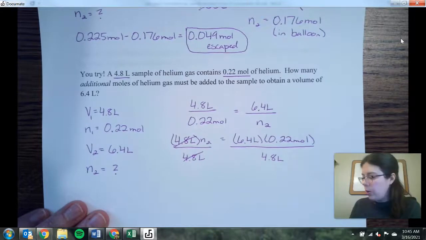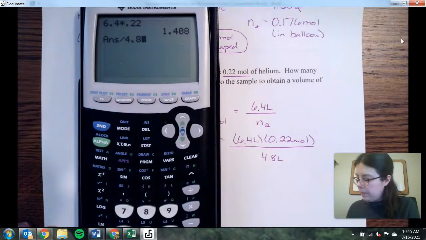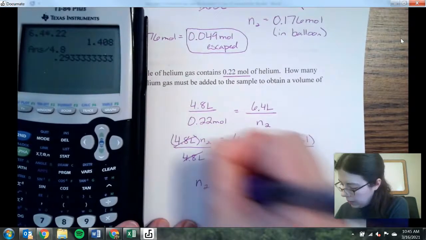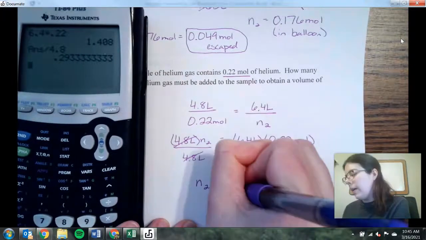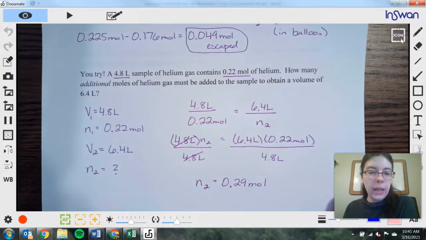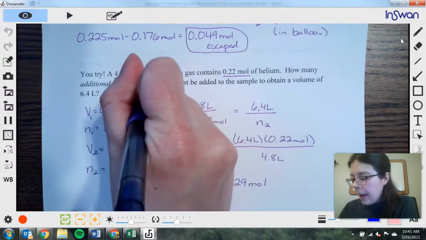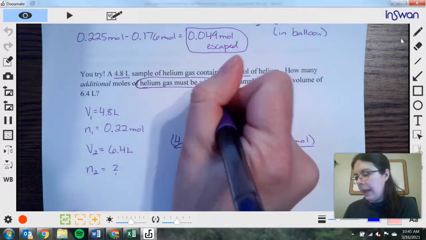Okay, so we go ahead and plug this into our calculator. 6.4 times 0.22 divided by 4.8. So that gives us an N2 equal to 0.29 moles. And I'm going to have 2 sig figs in this case because that's what all of my given values have. So this is how many moles of air are in the balloon when it has a volume of 6.4 liters. But I'm being asked how much gas must be added. Okay, so not how much is in the final balloon, but how much is added.